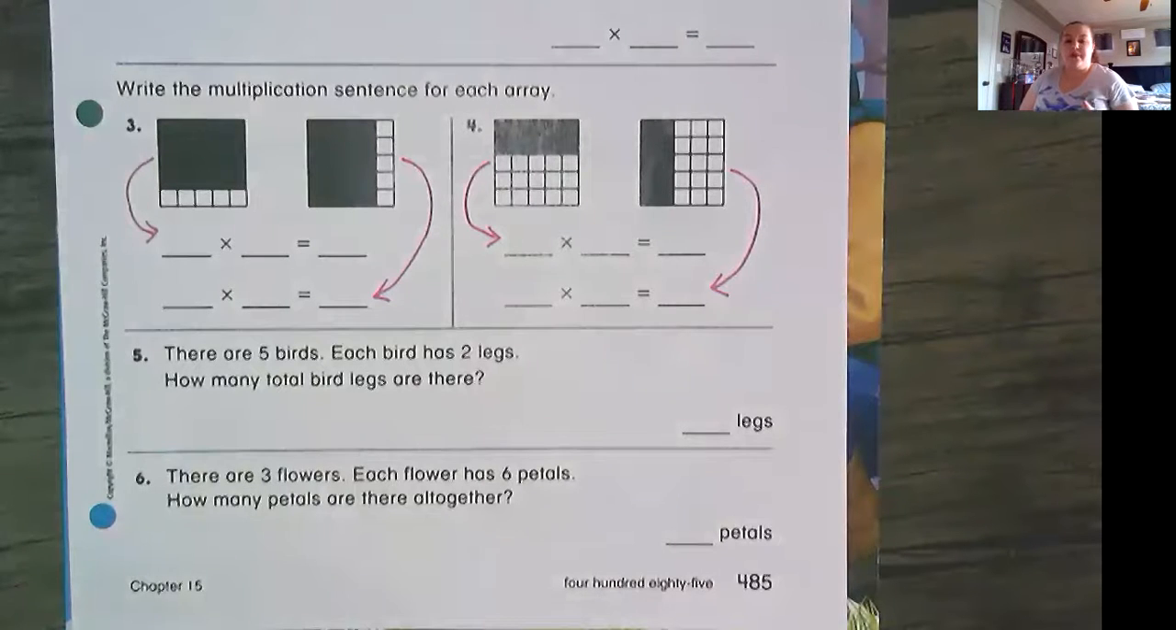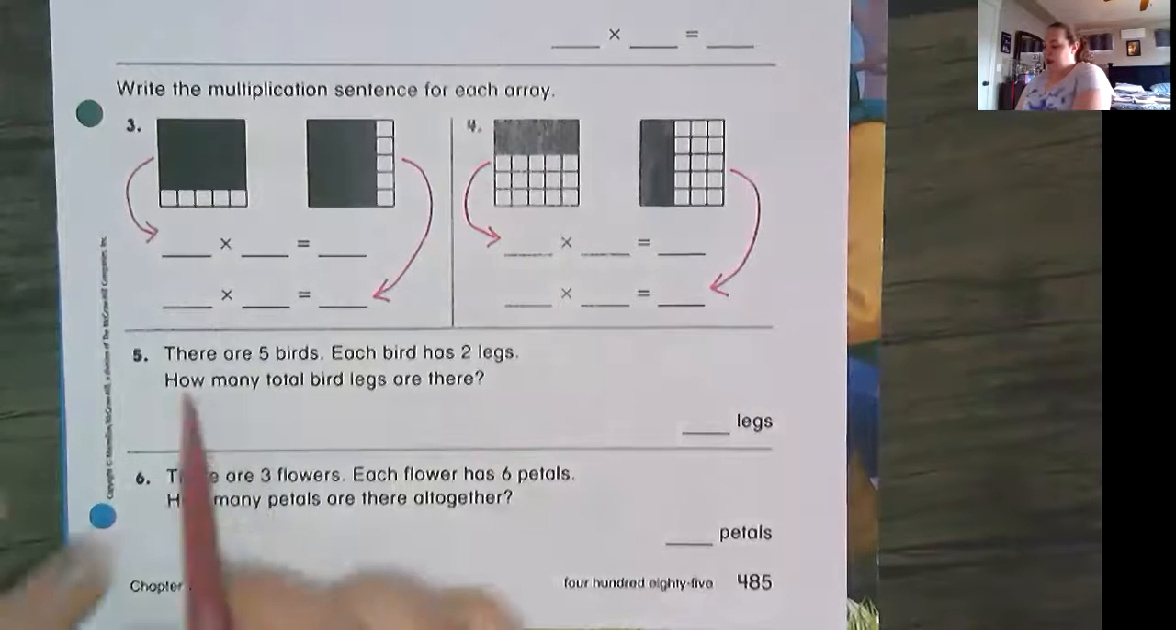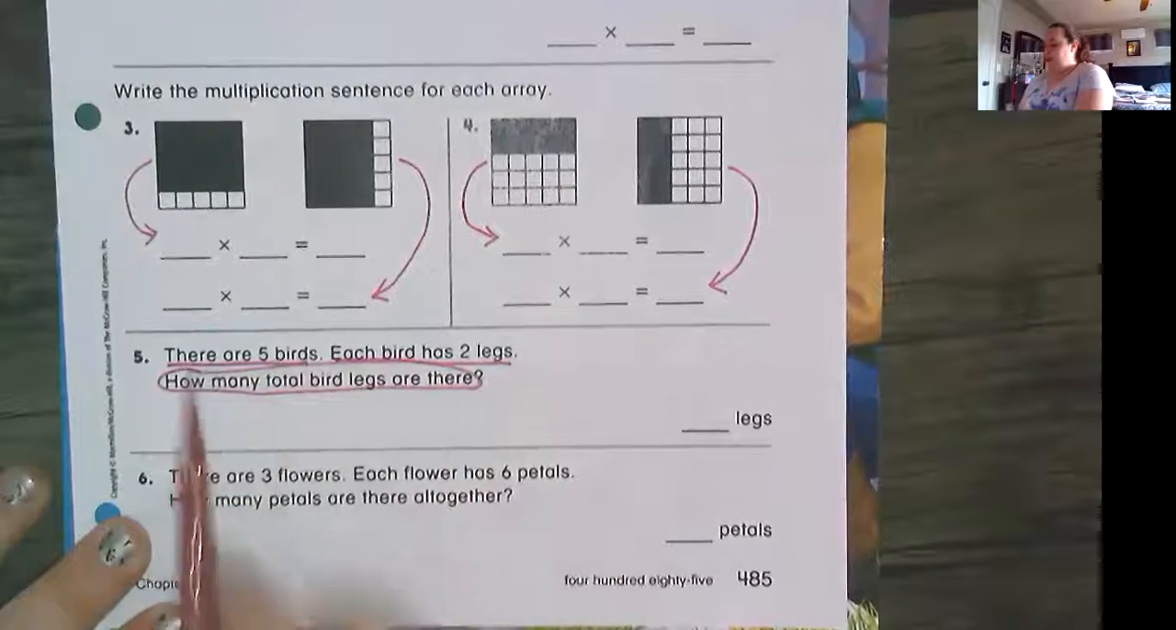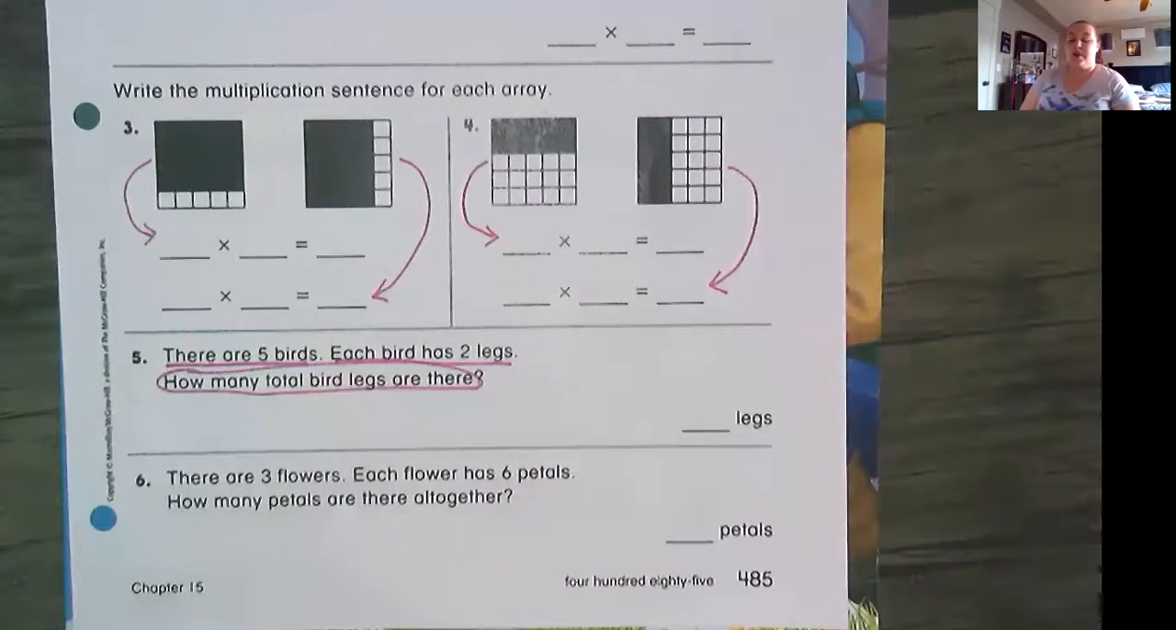So I'll read it twice. The first time, just listen and get a feel for it. The second time, underline the important information you'll need to solve it and circle the question. There are 5 birds. Each bird has 2 legs. How many total bird legs are there? There are 5 birds. Each bird has 2 legs. How many total bird legs are there? Show your work with either repeated addition, skip counting would work, or even a picture. Don't forget to write your answer on the line.